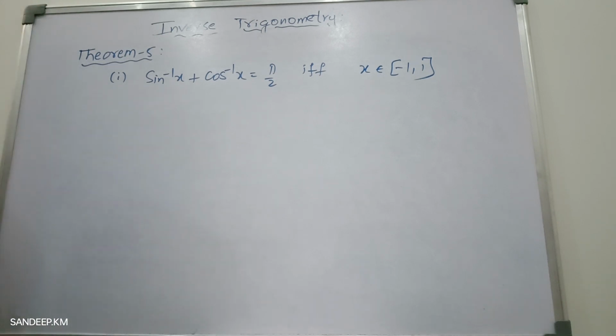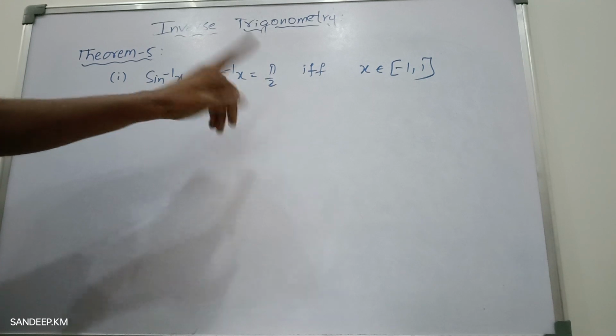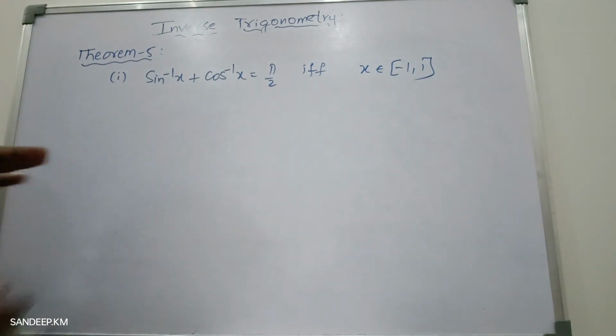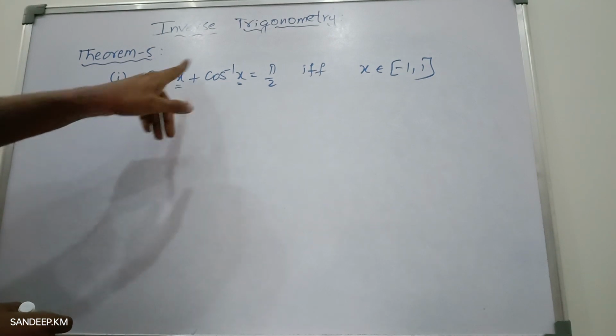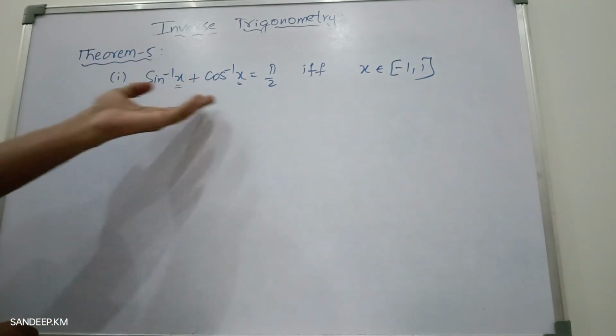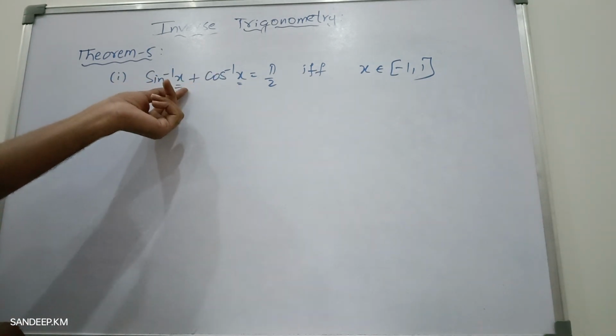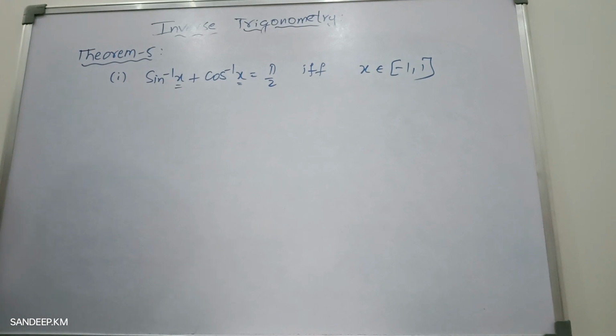In theorem 5, the first one: sin inverse x plus cos inverse x is always equal to pi by 2 only when x is present in the domain of sin inverse function and also cos inverse function. Both of them have the same domain. For sin inverse x or cos inverse x, x belongs to minus 1 comma 1.